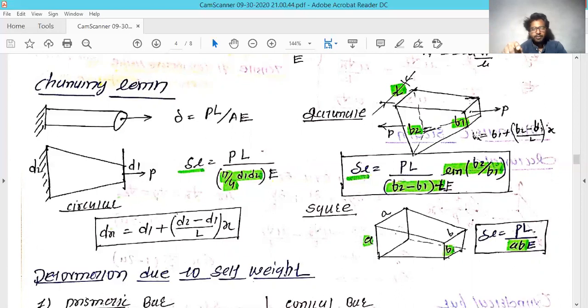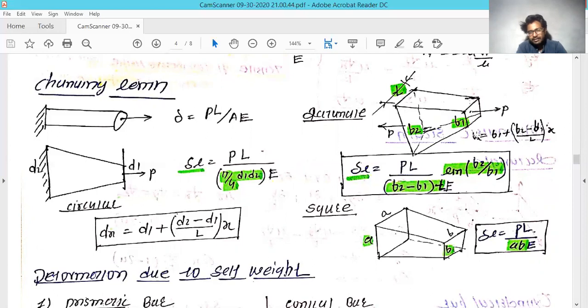So this is how this formula is going to be converted. And if you write this formula for the circular cross section, which is getting reduced in its diameter as we move along the length. The second cross section starts with a diameter d2, and as we move along the length, the diameter gradually gets reduced to d1, and at d1 we applied the P forces.